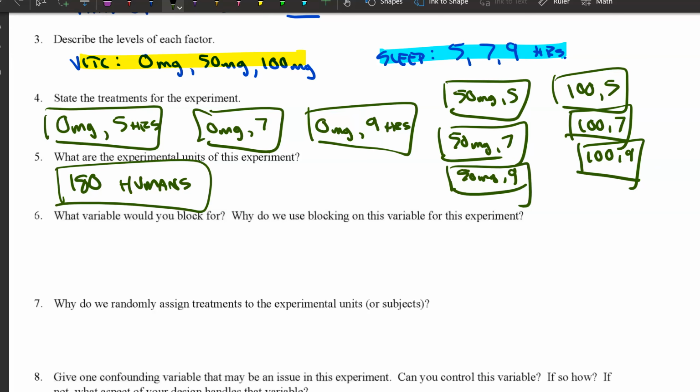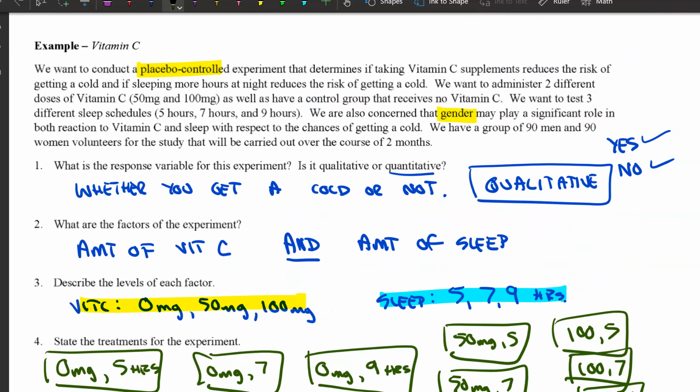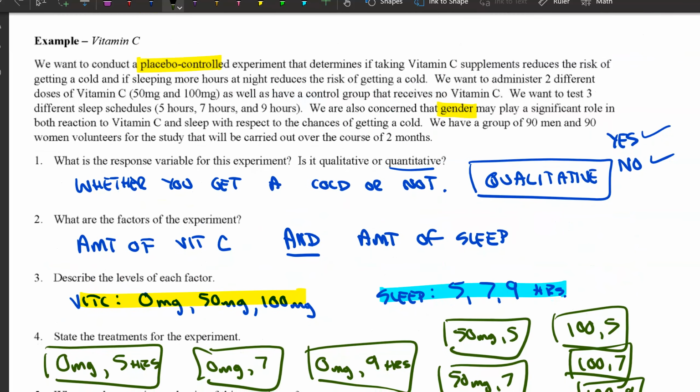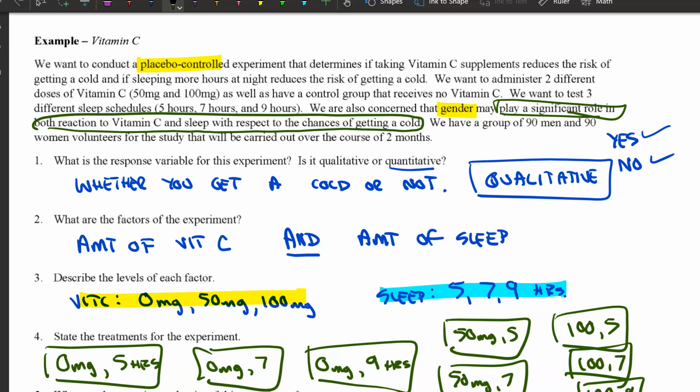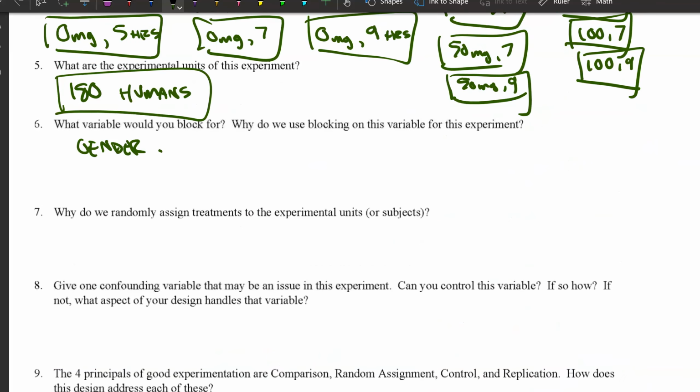What variable would you block for? Well, they told us that they think gender is going to play a role, so we're going to block by gender. Why do we use blocks on this variable for this experiment? Well, it's a stupid question. Because they're concerned that gender may play a significant role in both the reaction to vitamin C and sleep. They told us to block for gender. That's why we're going to block for it.